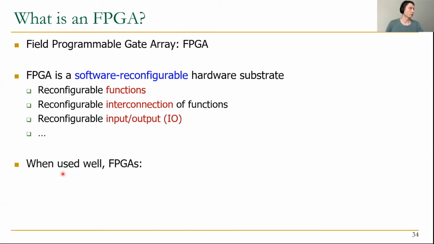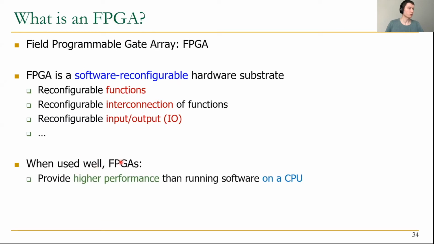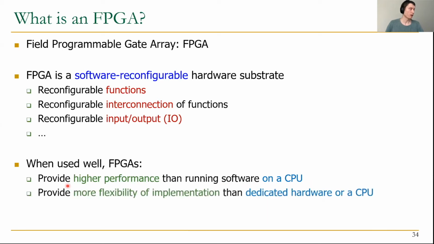And when used well, FPGAs have very big advantages. For example, they provide higher performance than running your program in software on a CPU. They also provide more flexibility of implementation than dedicated hardware or CPU. And they typically also have a shorter time to market because you don't have to manufacture any chip, but you can just get an FPGA and implement your hardware on it. And if everything works properly, you're done basically with your application.